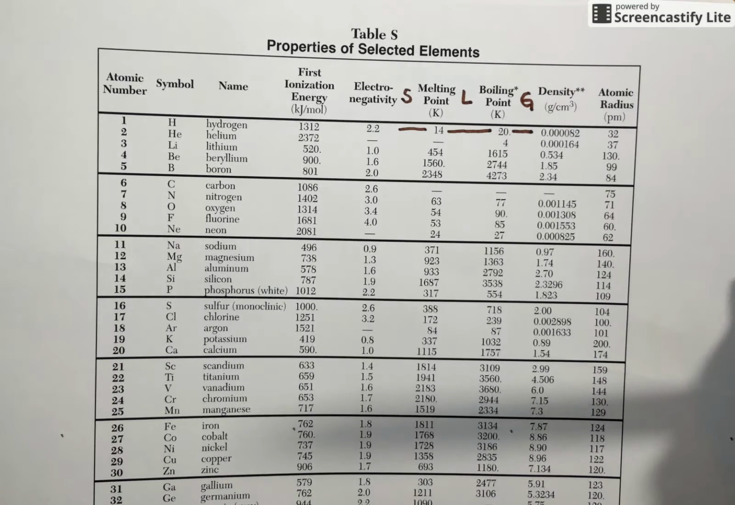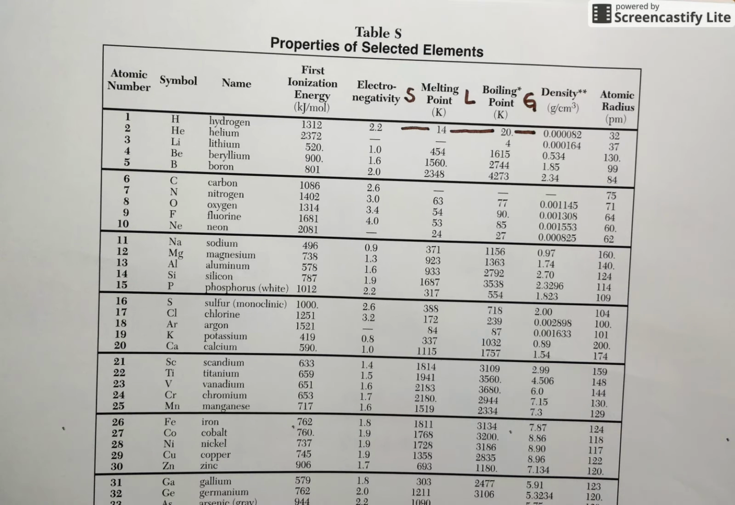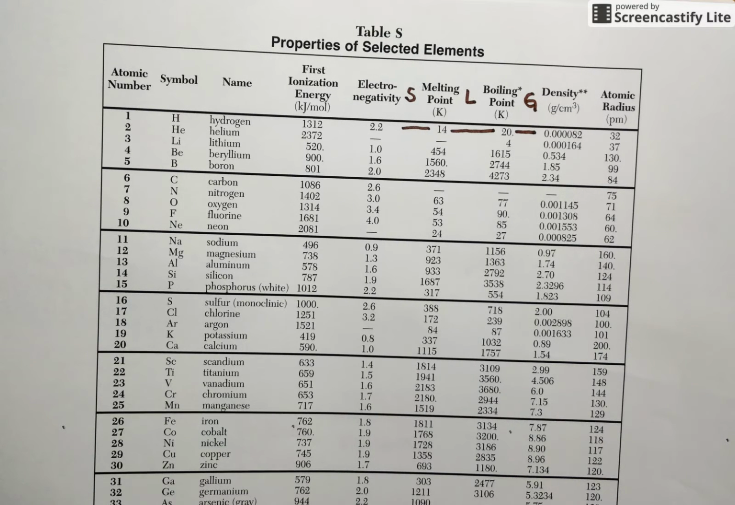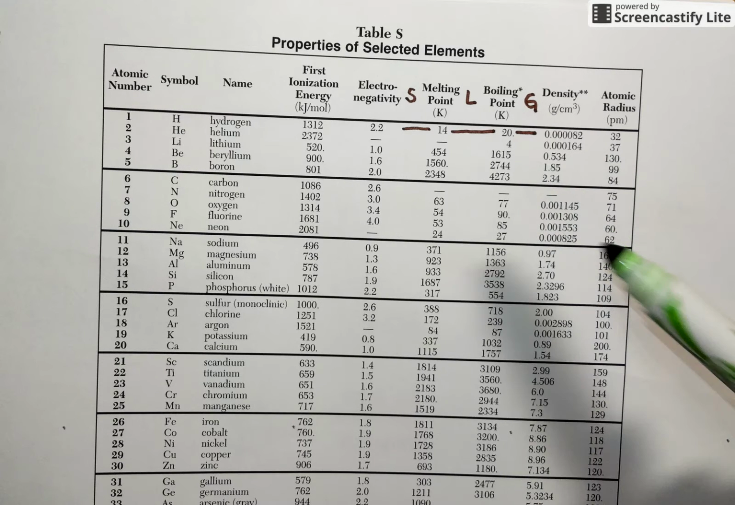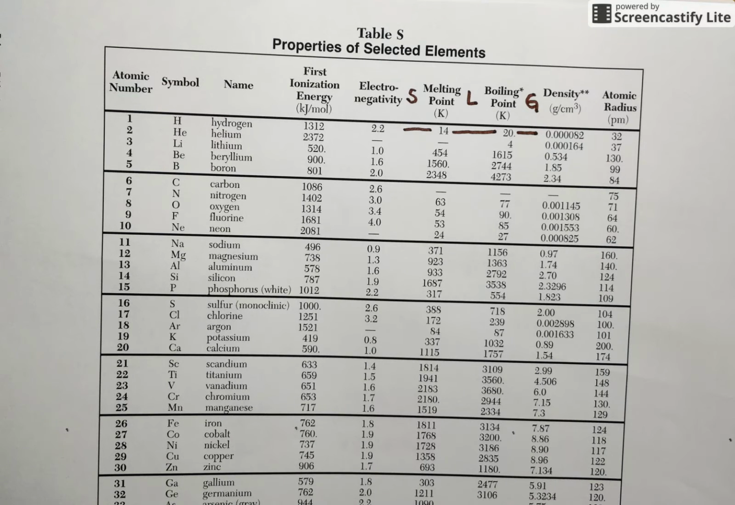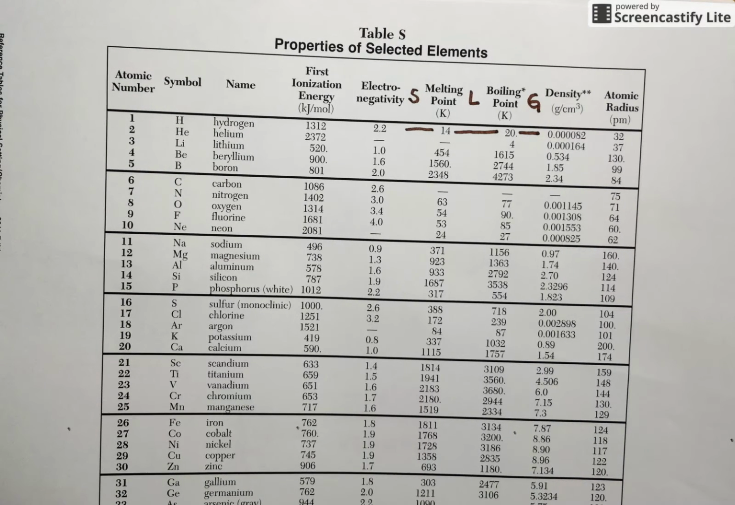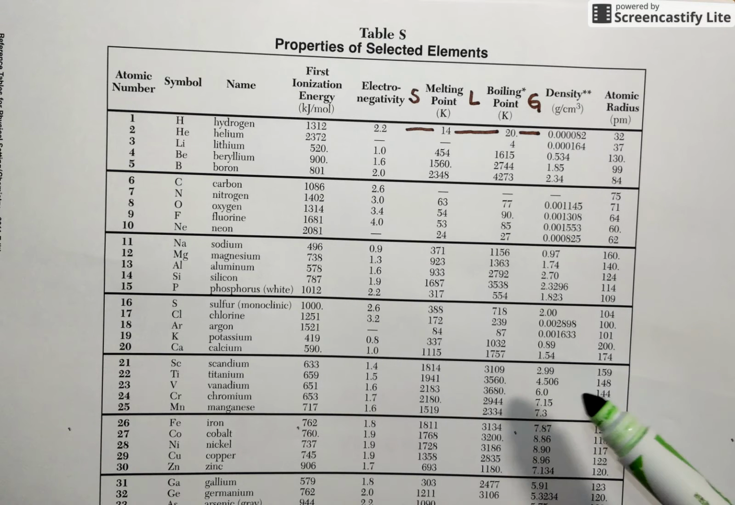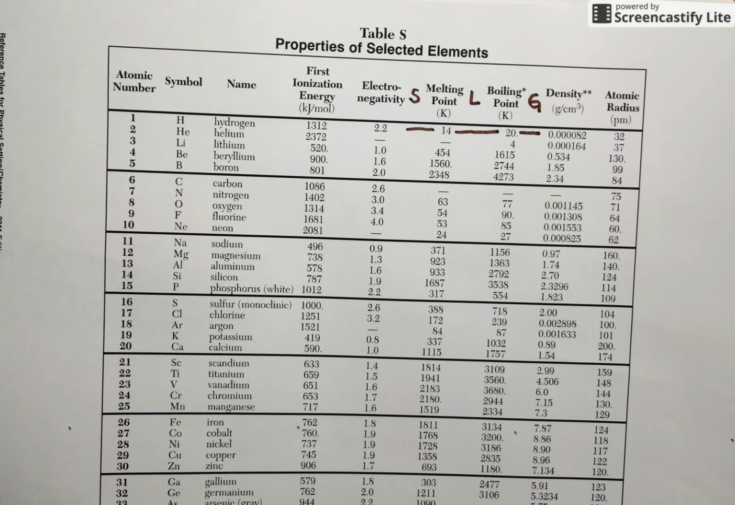If we look on Table S, what you're going to see is that each element has a unique density. Elements that are gases at standard temperature, things like hydrogen, oxygen, fluorine, have extremely low densities because you know that gases have particles that are spread very far apart. If you look at elements that are solids at standard temperature, things like titanium, cobalt, nickel, and copper, you'll see that their densities are much higher because you know that solids have particles that are packed more closely together.